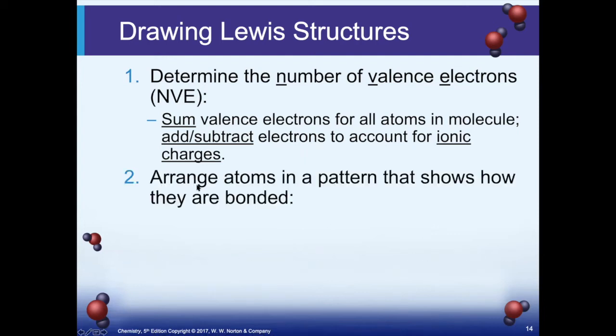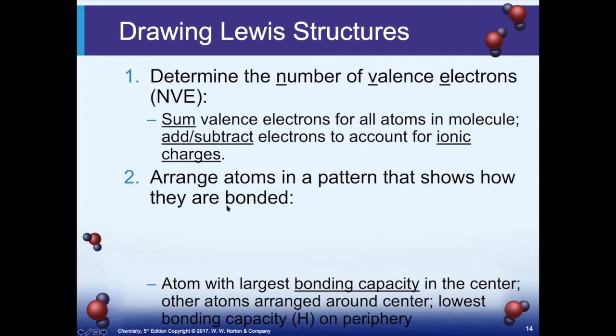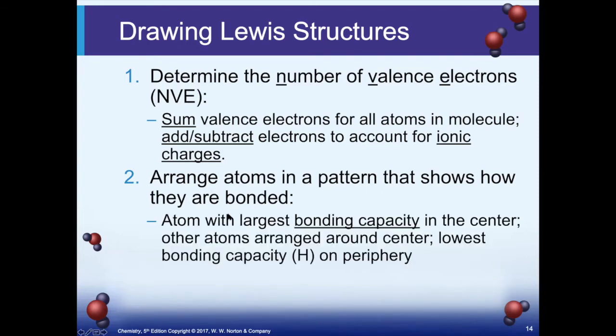Okay, the second rule is that you're going to arrange the atoms in a pattern that shows how they are bonded. Well, you may be thinking, how do I know what pattern they are arranged in? Here are a couple of hints. First of all, you have to pick an atom that's going to go in the middle, and the other atoms are going to go around it. The atom with the largest bonding capacity, and remember that has to do with the number of unpaired electrons it has, you're going to put that one in the center.